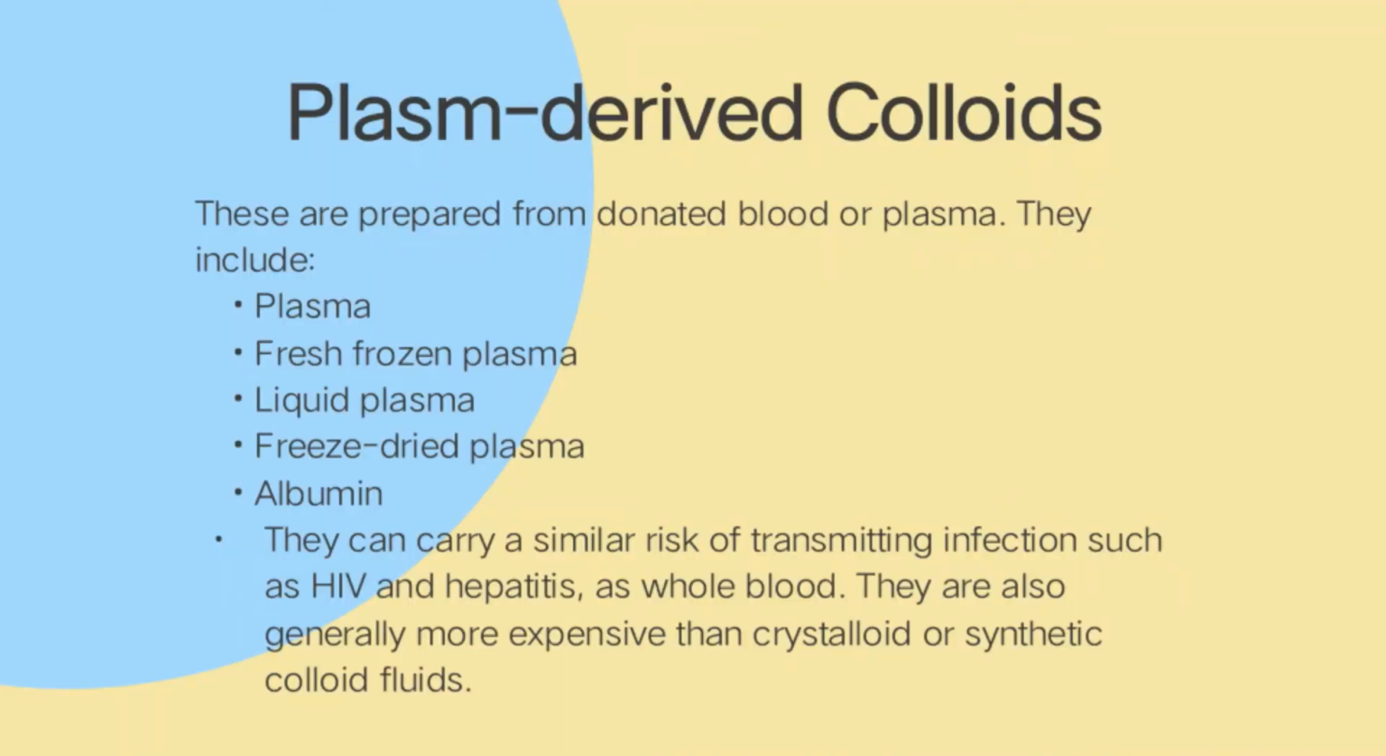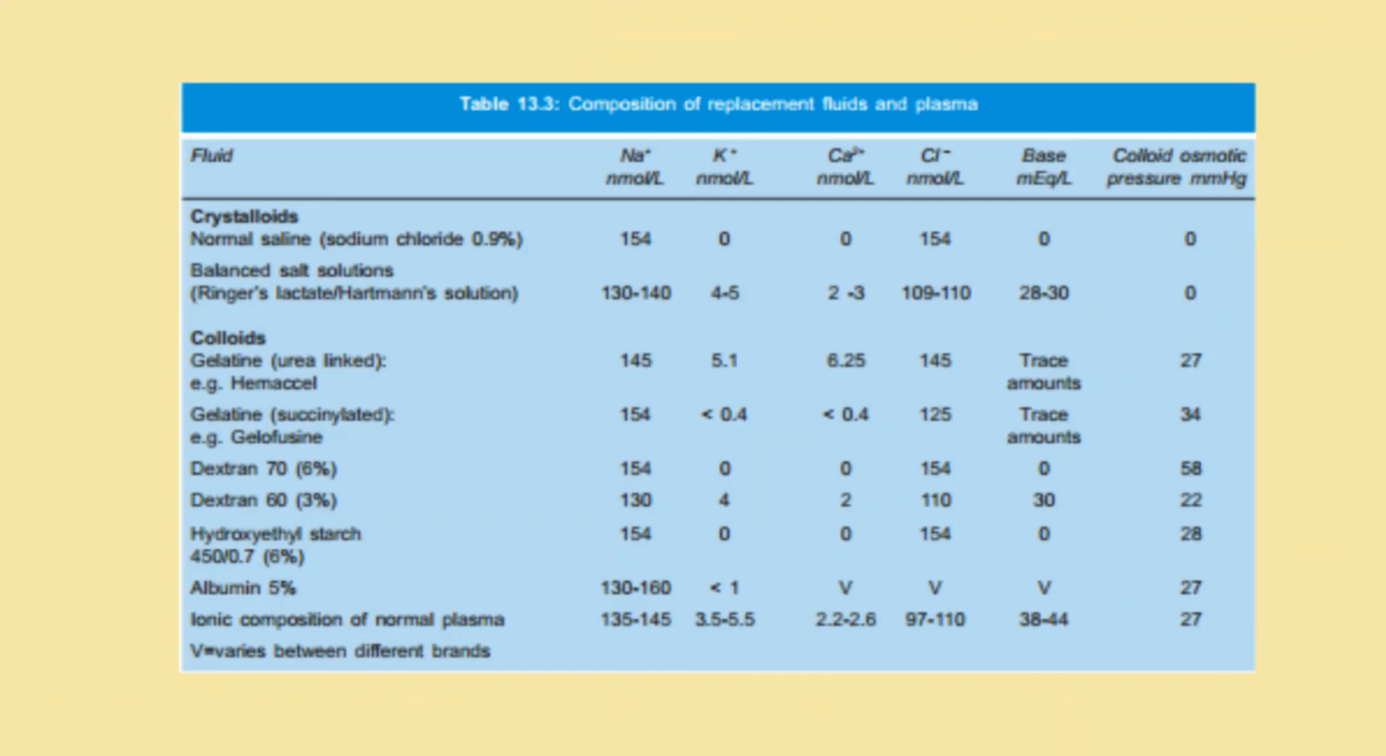Plasma-derived colloids. These are prepared from donated blood or plasma. They include plasma, fresh frozen plasma, liquid plasma, freeze-dried plasma, and albumin. These products should not be used simply as replacement fluids because they can carry a similar risk of transmitting infections such as HIV and hepatitis as whole blood. They are also generally more expensive than crystalloid or synthetic colloid fluids. This table shows the composition of replacement fluids and plasma.